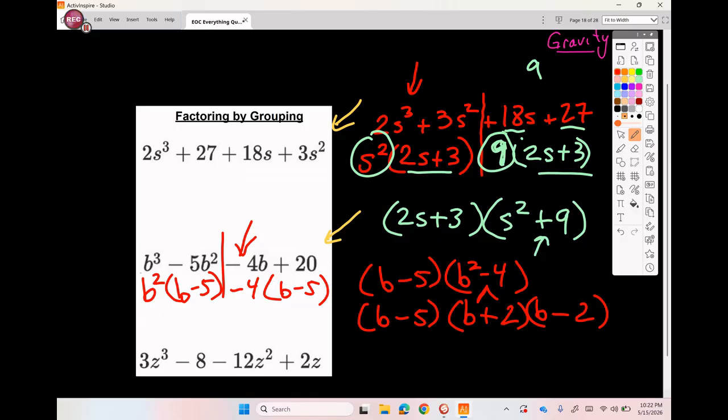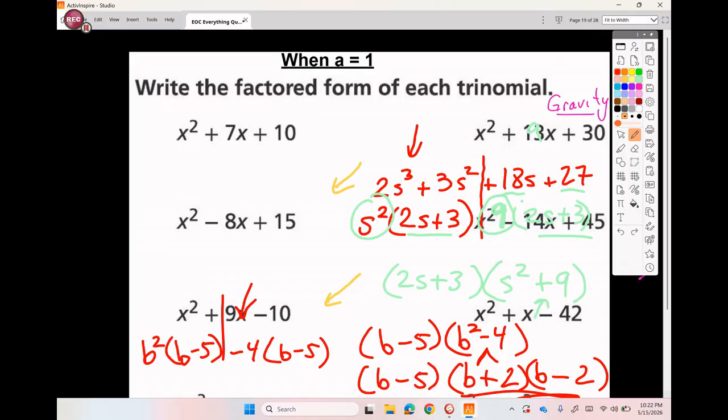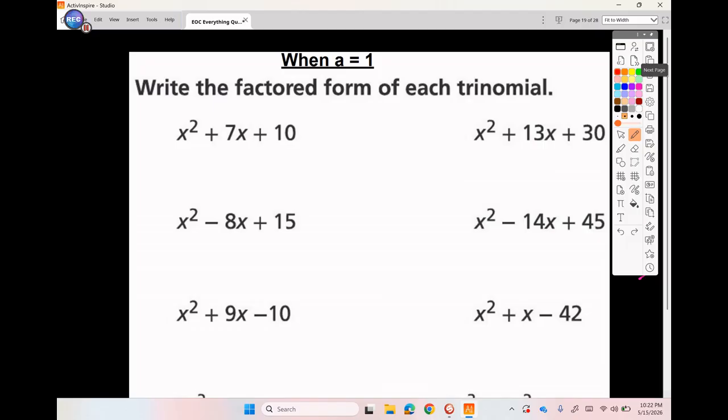Now later on when we do factoring, I'll explain in more detail why this works out like that. So now let's get to some factoring trinomials. It's pretty simple if you use my method, my order of operation, so to speak.